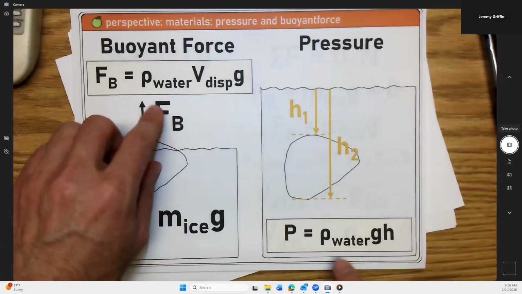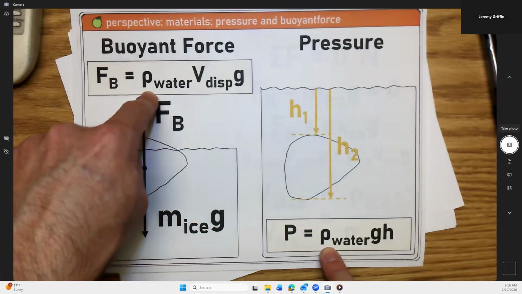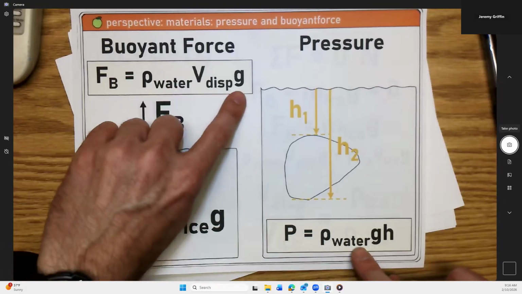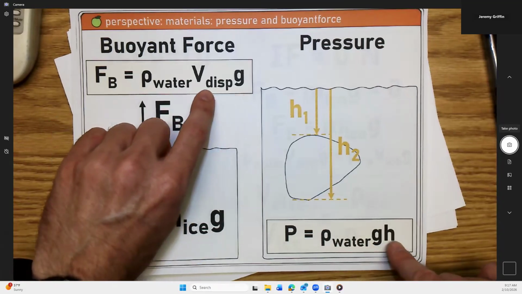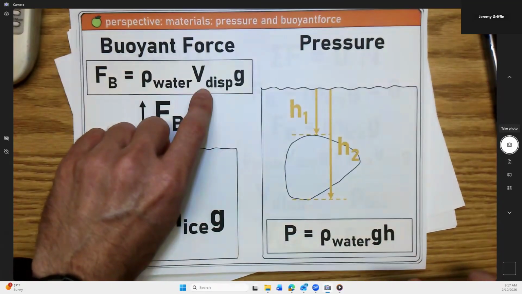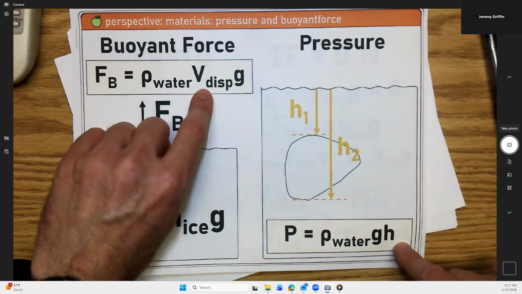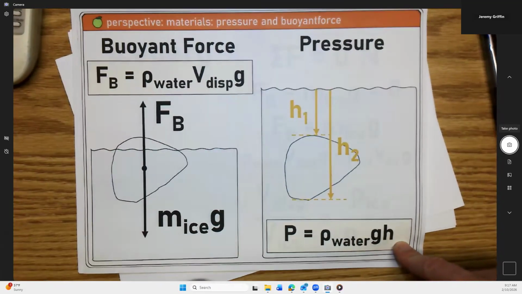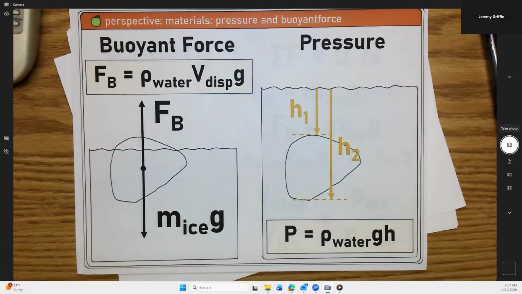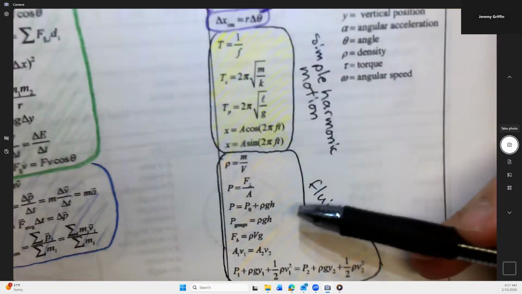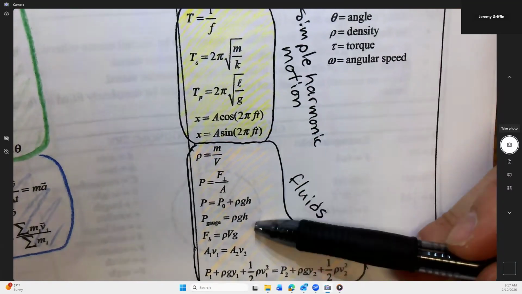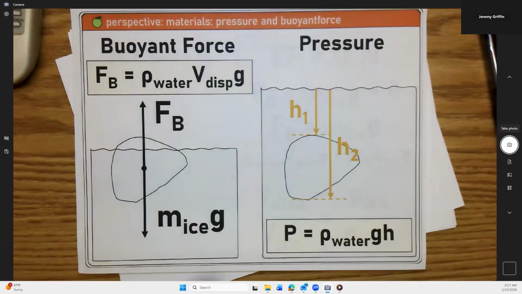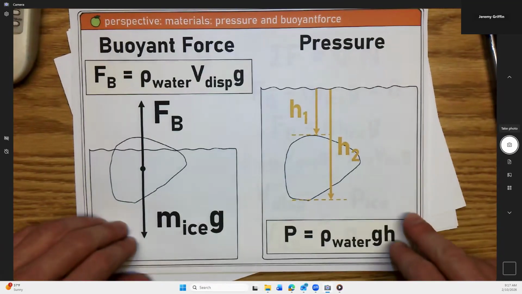Again, really similar looking formulas. They both got the density of the surrounding fluid, so that's the same. They both got the gravity field of the planet, so that's the same. What's different is that for force you need the volume that's displaced, and for pressure you just need to know how deep you are. Again, that's related to these two guys right here. I guess all three of those are related, it's on this poster. You guys have that?